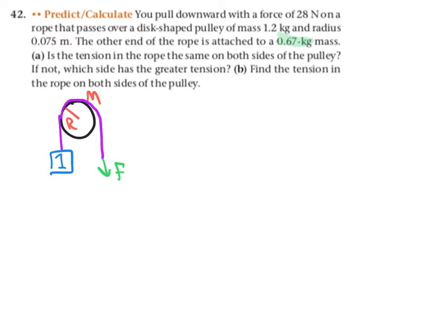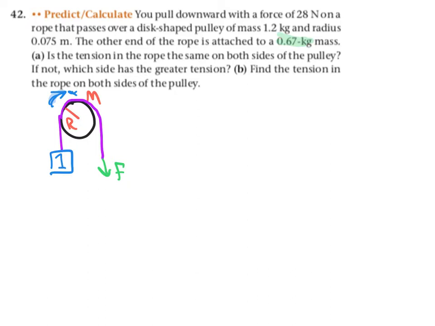So ultimately, this entire system is going to rotate with some angular acceleration alpha, which means there must be an unbalanced torque on the pulley, which is not massless or ideal in this case. Therefore the difference in torques is going to be I alpha, which means the tensions cannot be equal.